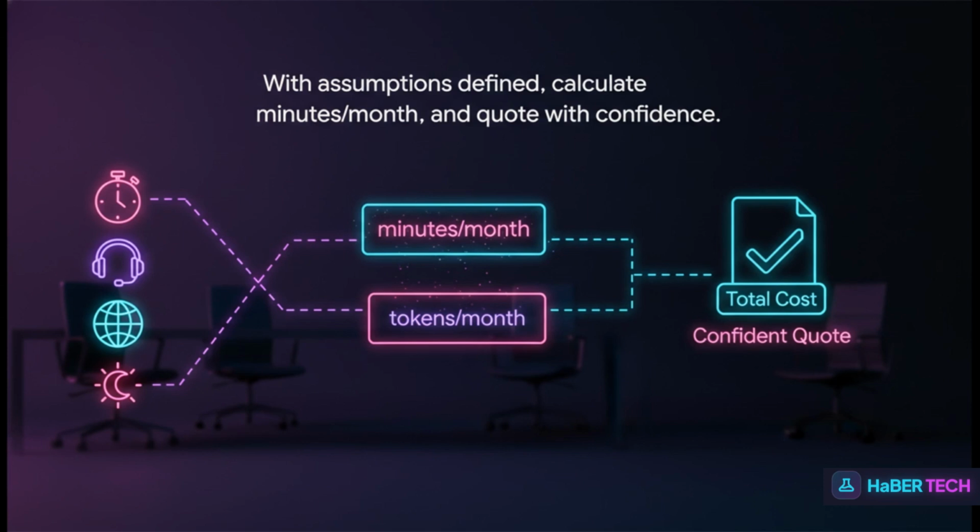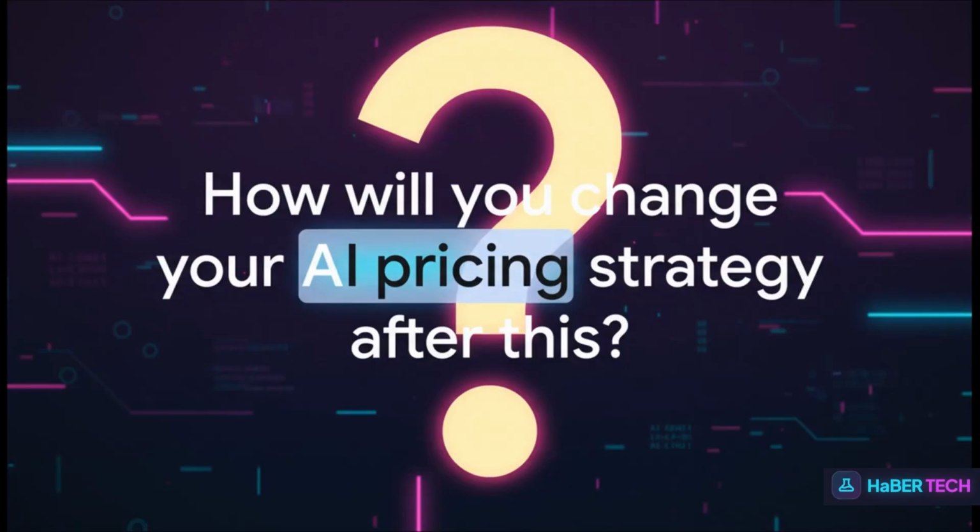Now you can actually calculate your total monthly minutes, your total tokens, and you can get a real handle on your total cost. From there, it's easy. You just add your profit margin on top, and you've got a safe, profitable, and totally confident quote. And that's really all there is to it. That's the path from being terrified of an unknown bill to having the confidence of a solid business plan.